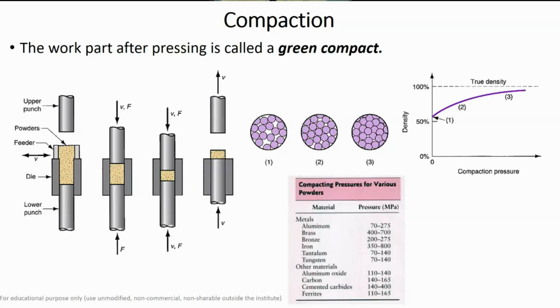The part obtained after the compaction stage is known as the green compact. Why am I calling it a green compact? Green compact means it is in the raw form. It has not acquired its actual strength and its proper density, and some binder is still inside the powder in this compacted part. That's why I refer to this pressed part as the green compact.